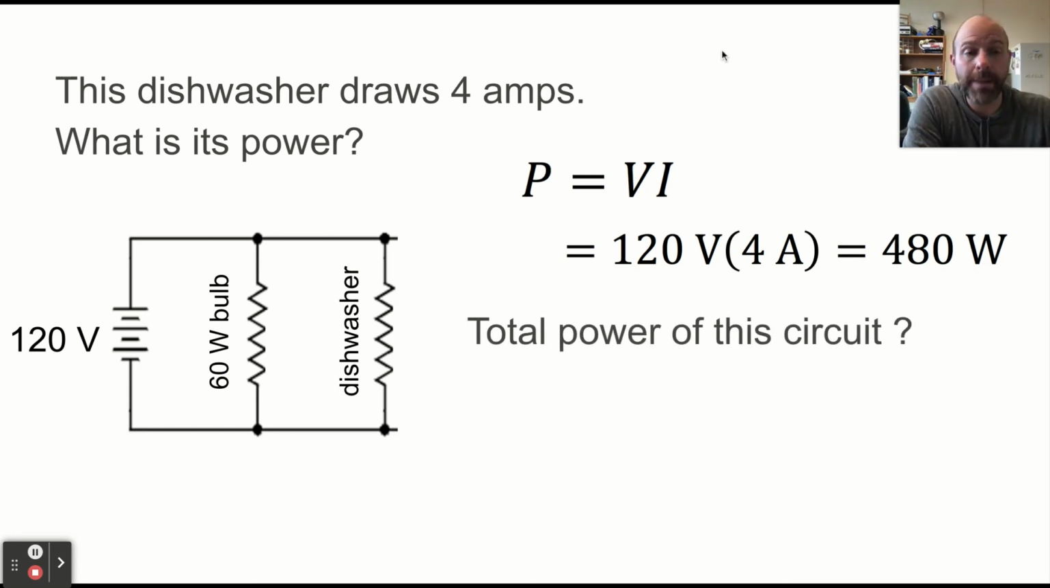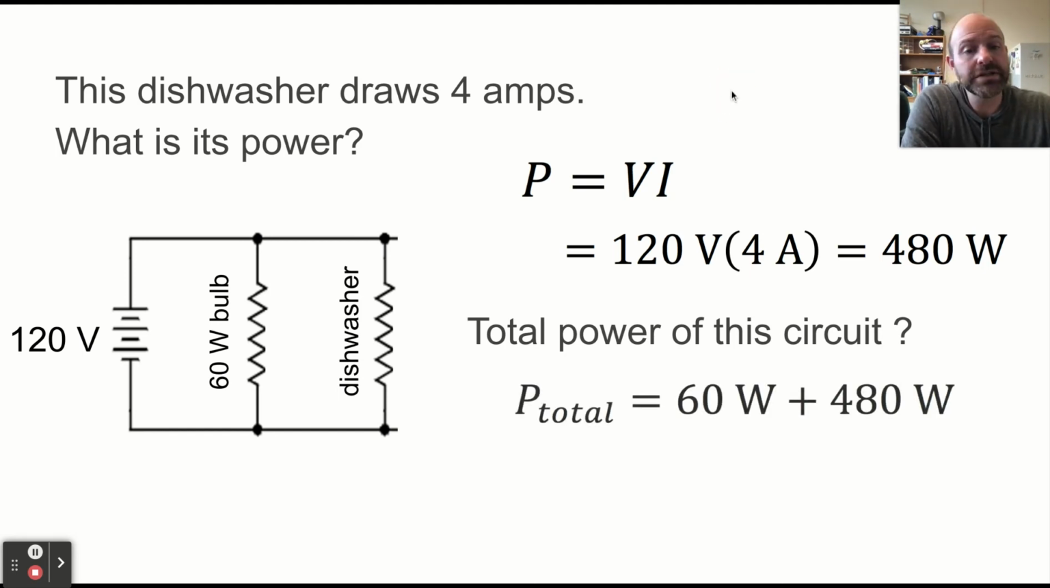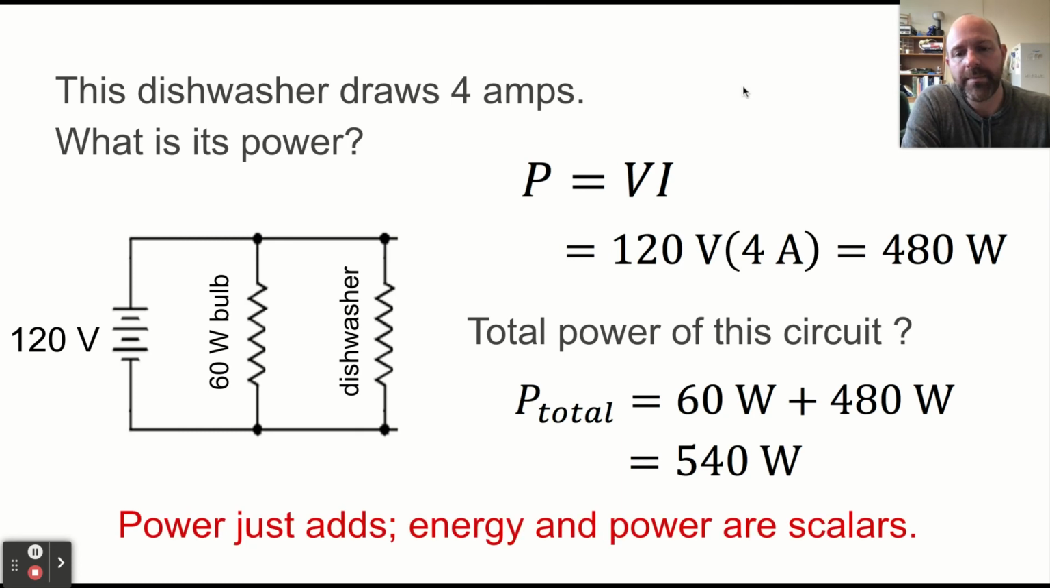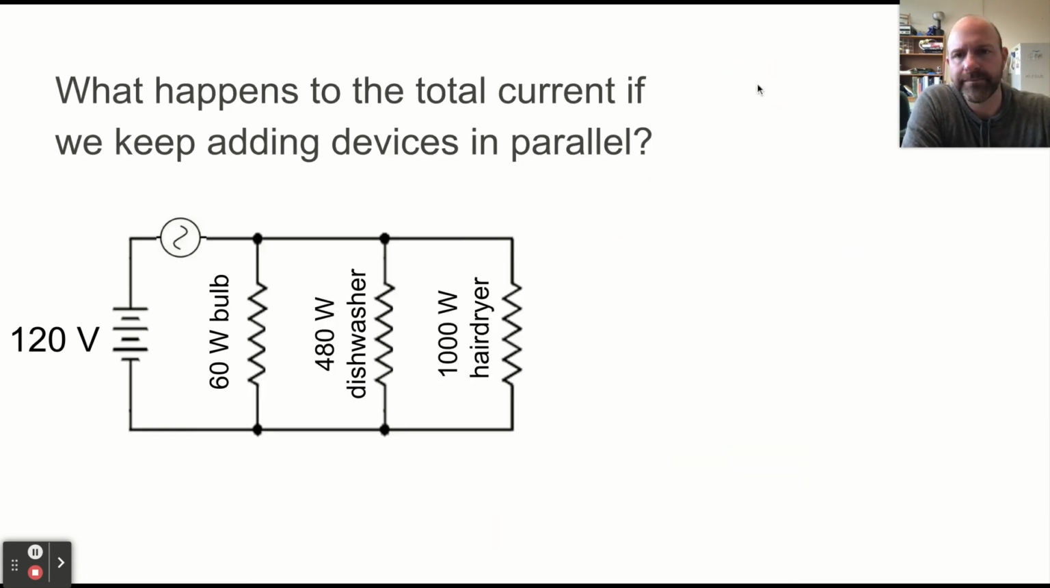So what is the total power of this circuit? Well, whenever you have multiple devices all connected in parallel, and you know how much power they each are using, then you can just add them together, right? 540 watts of power, 60 watts plus 480 watts. The power just adds. Energy and power are scalars, so we're not worried about plus, minus, etc. It's just the total power of the circuit.